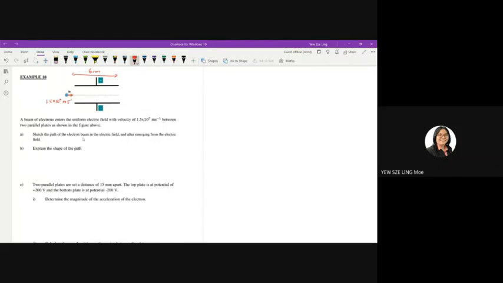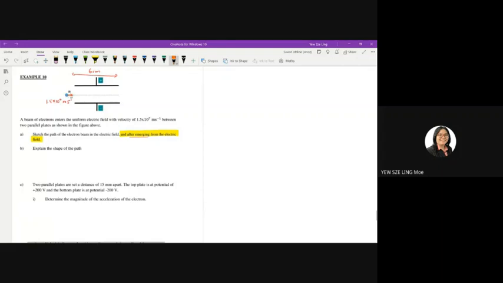So sketch the path of the electron beam in the electric field and after emerging from the electric field. So it's being deflected, but it won't hit the plate. It will be able to travel through the plate and emerge and come out from the plate. Sometimes it might not have enough speed, enough energy to travel through the plate. It will be deflected toward the positive plate and then absorbed by the plate. But according to this question, you now have an electron beam that is able to travel through the plate and emerge from the electric field.